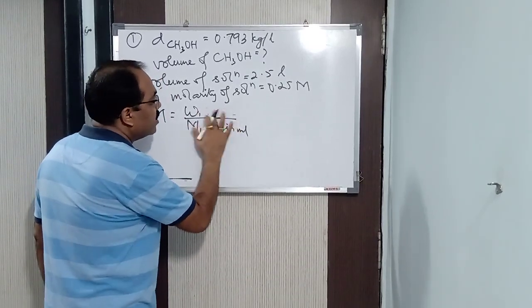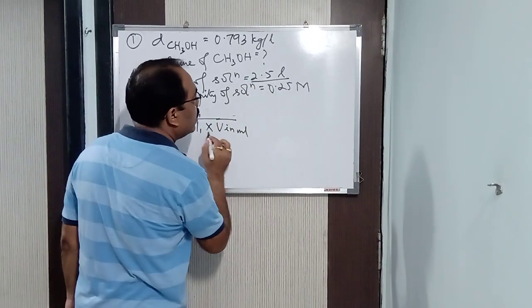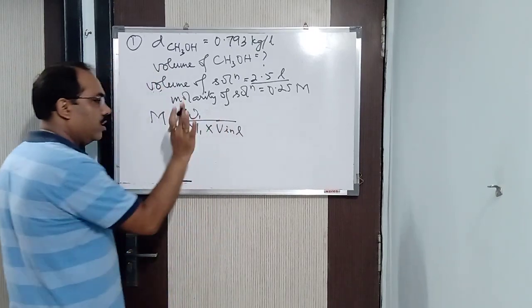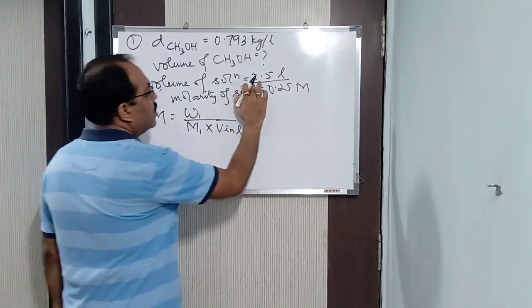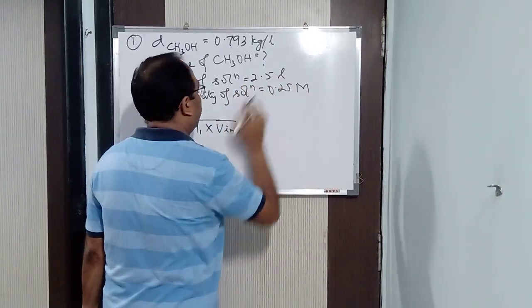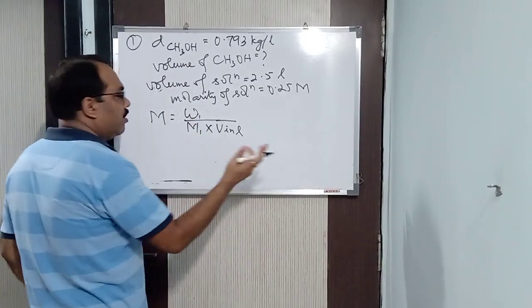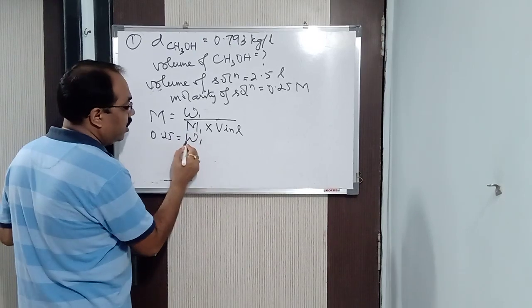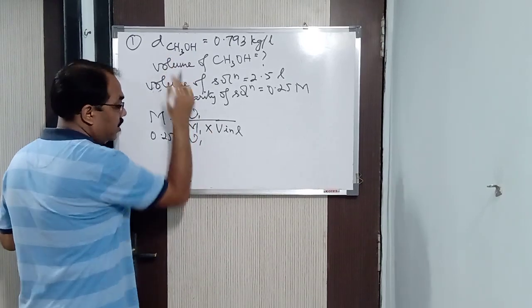But here you can see in the question the volume is given in liter, not in ml. So no need to convert, it is not required. Understood now, children? So I am just going to put the value. Molarity, how much is given? 0.25. Weight of solute I have to calculate, where solute is methanol.